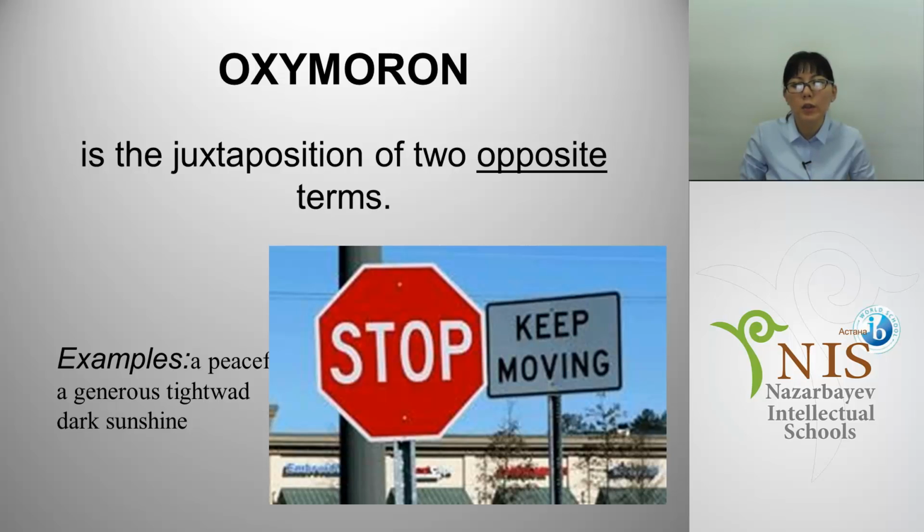So there is an oxymoron when we use opposite features of something, but at the same time we can identify them, and we let the audience, the reader, choose what is more appropriate and what he would like to have for his character.